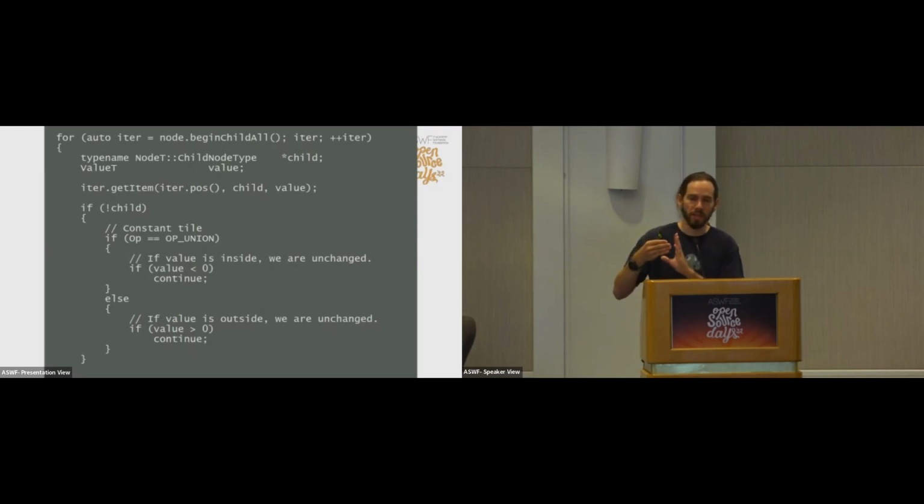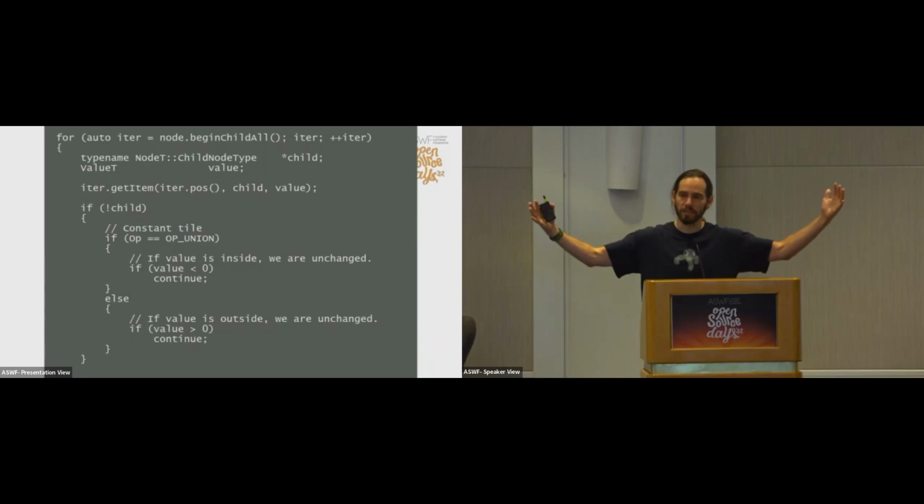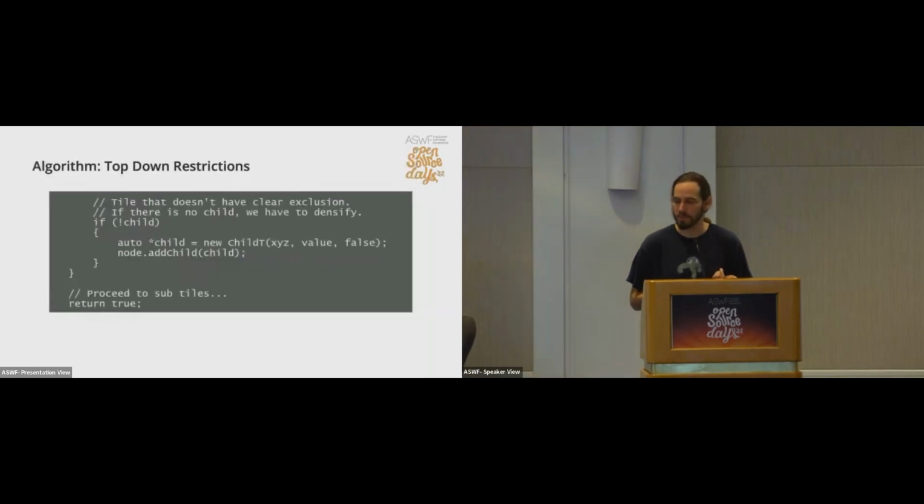So if there is no child, I want to do some early exits, because if I'm doing, for example, a union of a small convex hull inside a giant VDB, in areas that are constant, I don't need to continue to recurse because there'll be no effect by unioning with it. So if I'm already inside, there's no change, so I can quit right away. And similarly, if I'm outside in other operations.